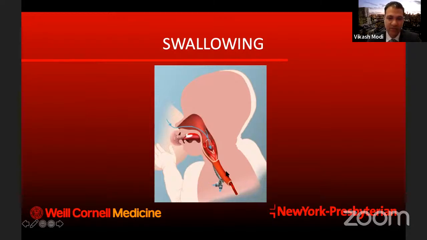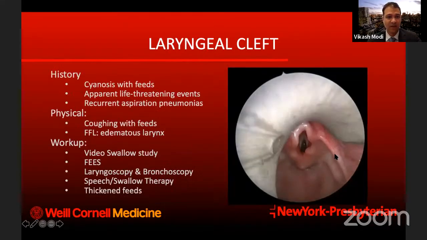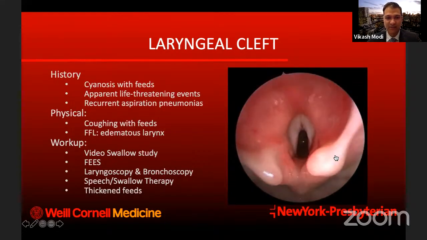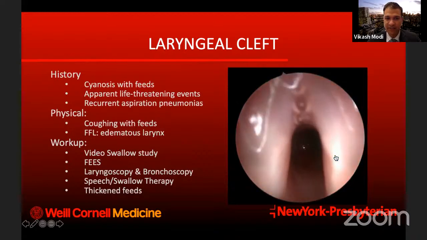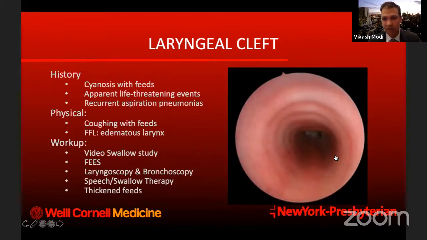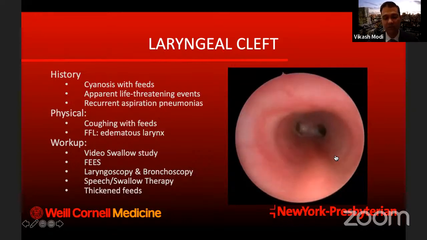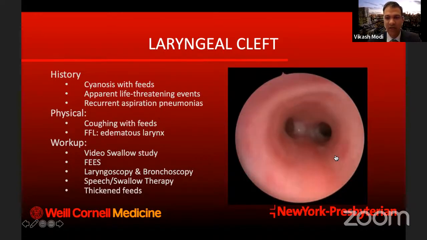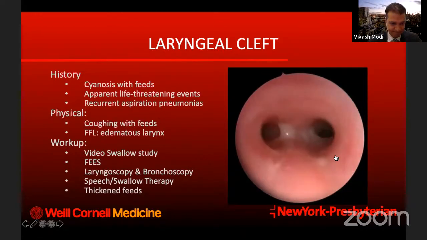So once again, with swallowing, remember the epiglottis funnels the food back into the esophagus, but if you've got a posterior defect here, these kids are going to aspirate. So these kids will have cyanosis during feeds, apparent life-threatening events, recurrent aspiration pneumonias, they'll cough with feeds, and when you scope these kids, all you see is an edematous larynx. You cannot diagnose a laryngeal cleft on a flexible bedside exam.